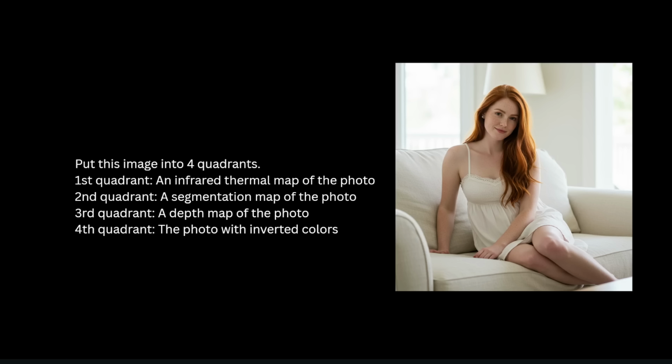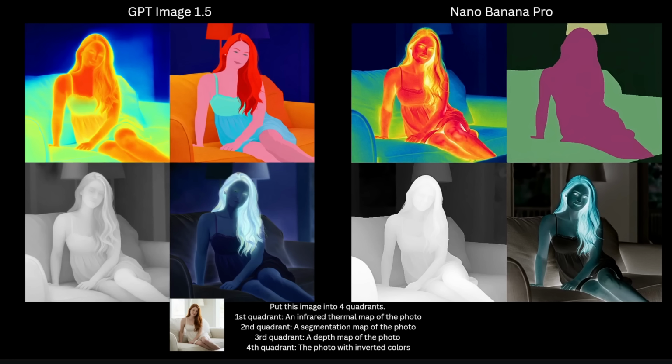I'm going to upload this image, and let's get it to put this image into 4 separate quadrants. For the first quadrant, it's going to be an infrared thermal map. The second quadrant is going to be a segmentation map. The third one is a depth map. And the fourth one is going to be the same photo, but we invert the colors. All right, so here's what we got from both image generators.